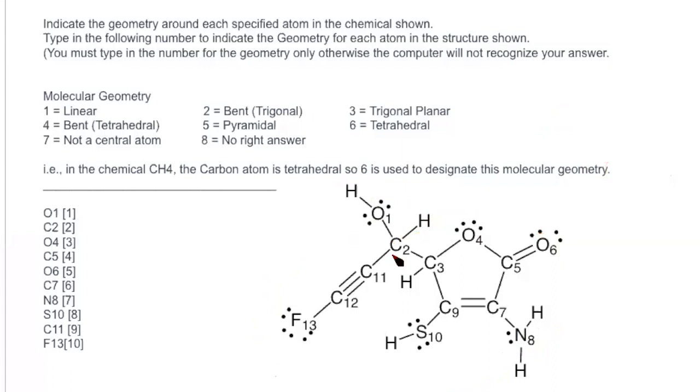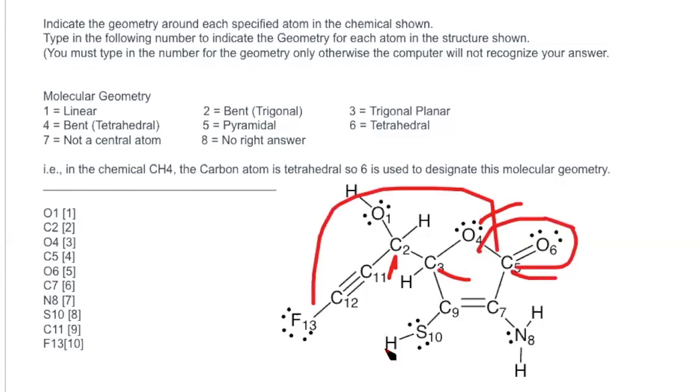And you can easily do this. This carbon right here has 4 regions of electron density. That's tetrahedral. This carbon right here has 4 regions of electron density. That's tetrahedral. This oxygen right here, 4 regions, but 2 of them are lone pairs of electrons. That's bent, with a tetrahedral electronic geometry. This carbon right here has 3 regions of electron density. That's a trigonal geometry. So you just have to go through each atom.